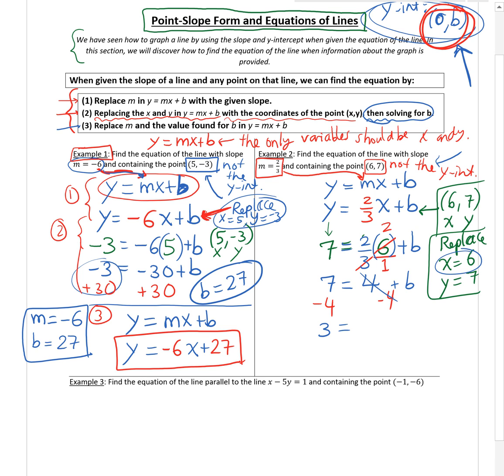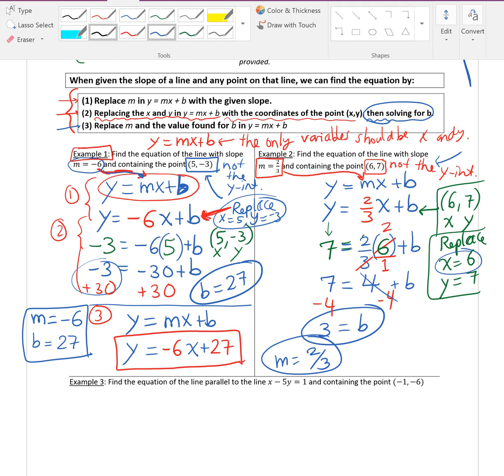So if we subtract 4 from both sides, 3 ends up on the left side, and on the right side, b is all by itself. Okay, we finally know b, and we already knew m before. M was 2/3. So the very last step is just to put everything together.